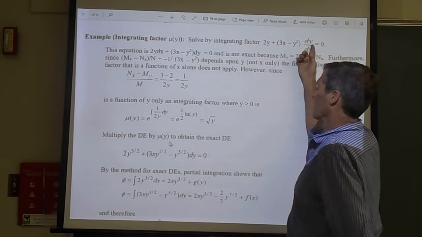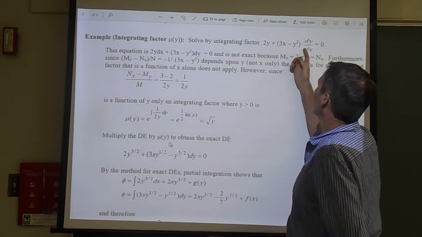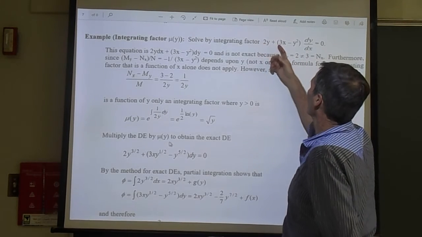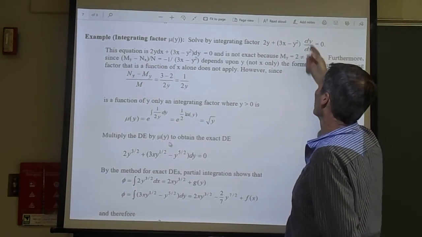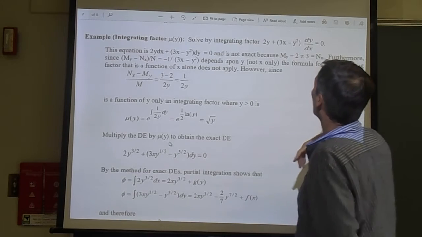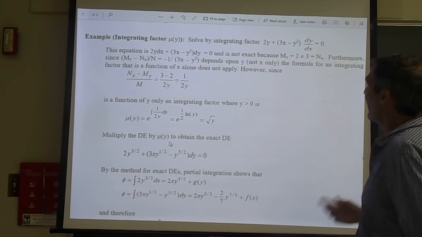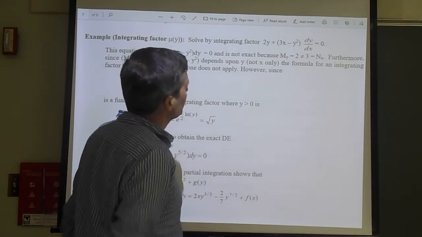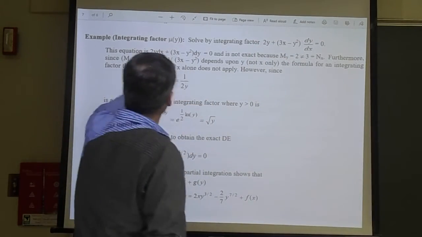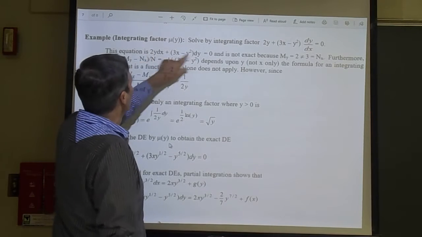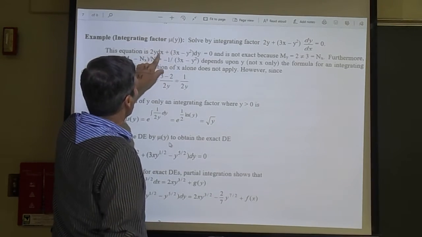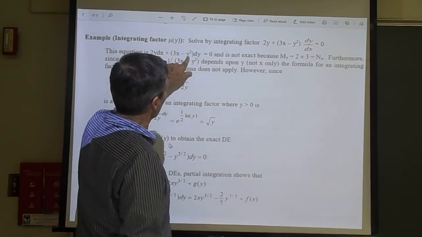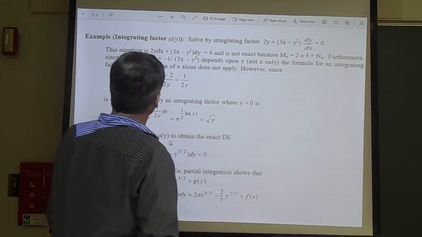Solve this one by integrating factor. This one is put in this form, (2y + 3x − y²) dy/dx = 0. In order to apply the integrating factors method, or hope that it works, I have to first multiply through by dx. So I multiply by dx and get it in the differential form, 2y dx + (3x − y²) dy = 0. And now I check it.